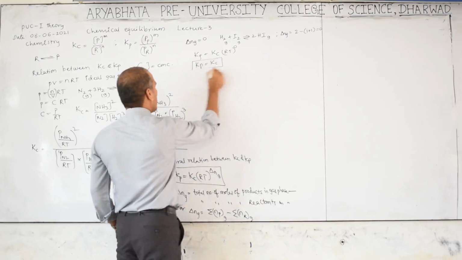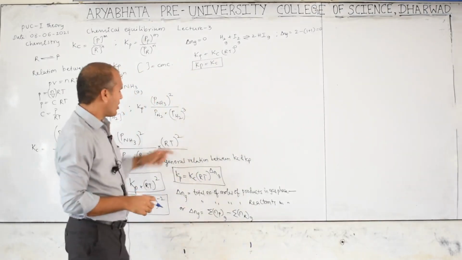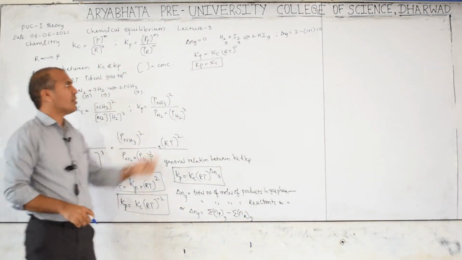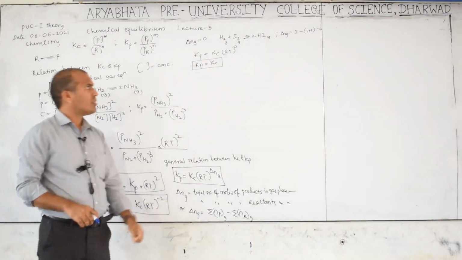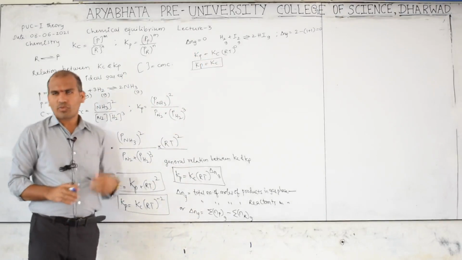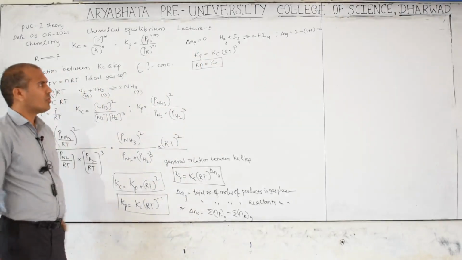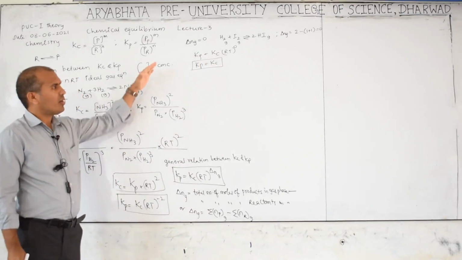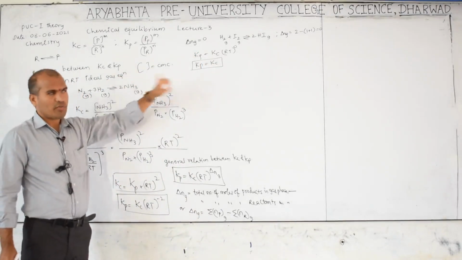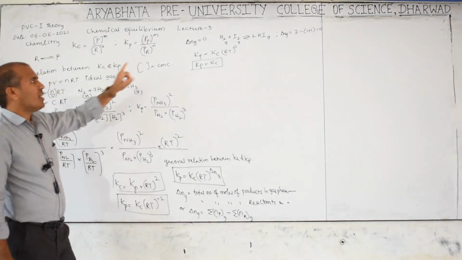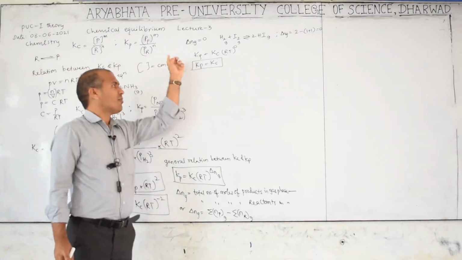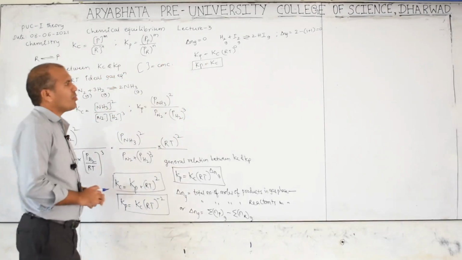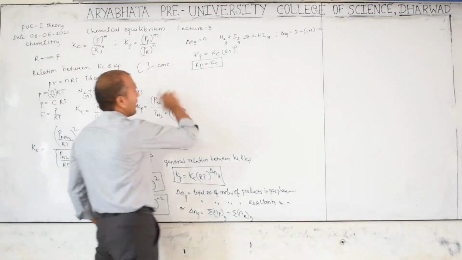In competitive exams they will give a few equations like this: N2 plus 3H2 gives 2NH3, H2 plus I2 gives 2HI, 2SO2 plus O2 gives 2SO3. They will ask in which of the given equations delta Ng is 0, or in which equation Kp is equal to Kc. This kind of question is asked in competitive exams, so you should know that.